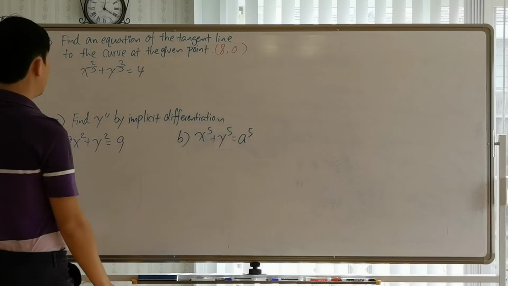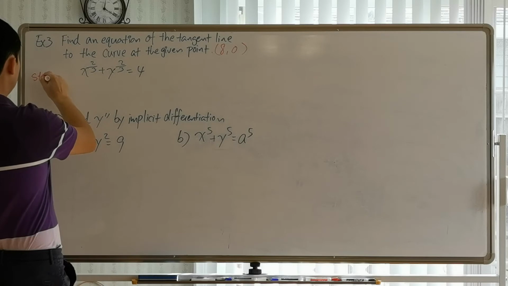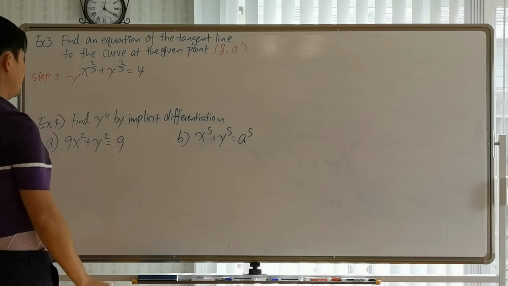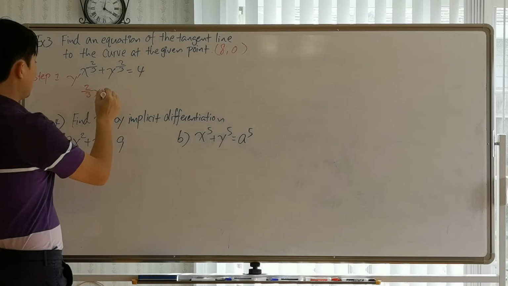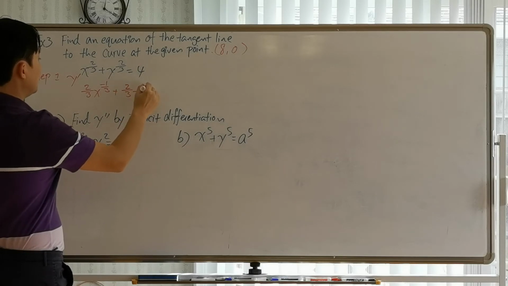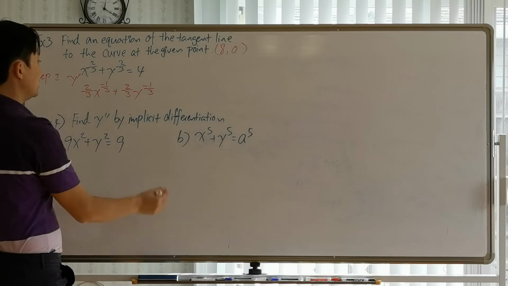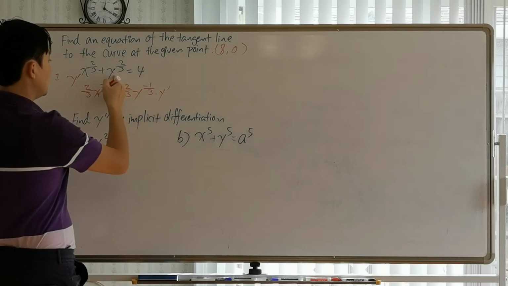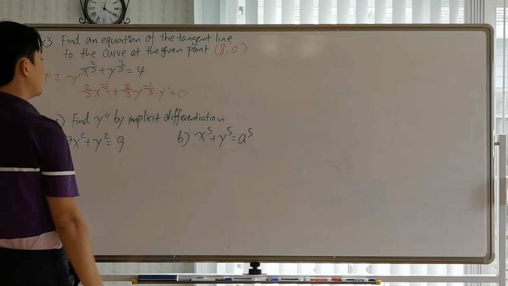Okay, so find the equation. That means we need to find the slope first: differentiate, find y prime. So step 1, we need y prime, so take the derivative implicitly. So 2/3 x to the power of negative 1/3, and then plus 2/3 y to the power of negative 1/3, because minus 1, so minus 3/3, negative 1/3. But don't forget, times y prime, dependent variable. Derivative of a constant is 0.